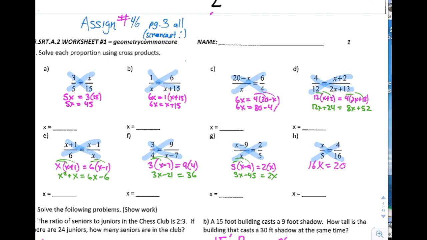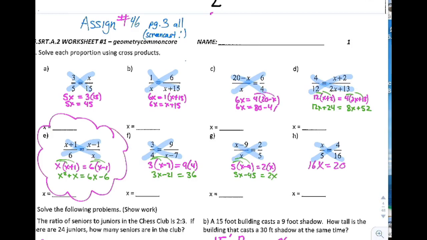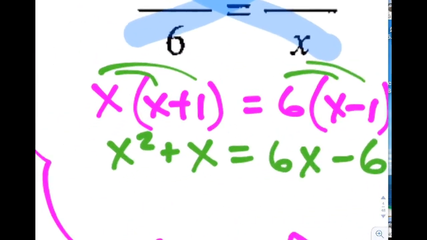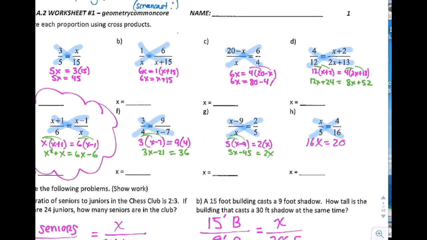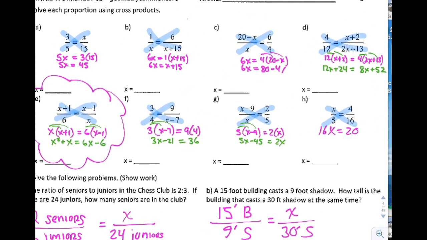The only one that's a little crazy, and it's quite a bit crazy compared to the others, is E, because you'll notice that when you distribute the x times x, you get an x squared. So on that particular one, you end up having to set it equal to 0 and factor it. So I want to see if anyone can figure that one out from their knowledge from last year. But all the other ones are pretty straightforward and just end up x equals.